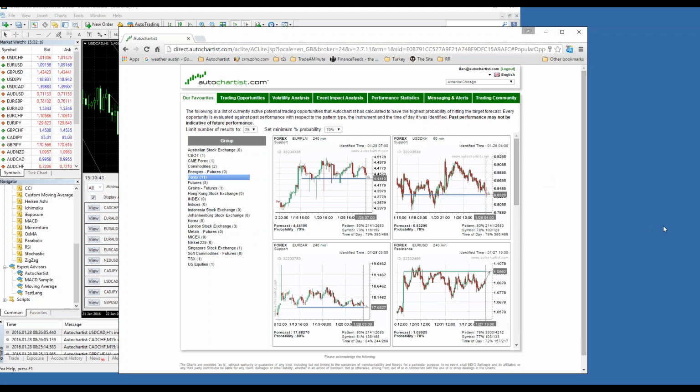Bengt, I'm not sure if I've pronounced your name correctly. I'm sorry if I've mispronounced it. Pattern, everything is available in MT4. Everything that you see on the web application is available on MT4. Even the email subscription service is available on MT4.